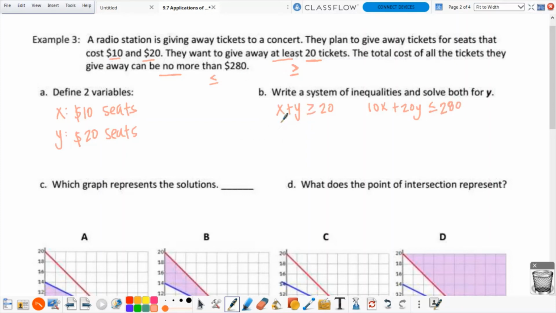So first thing we need to do on this side is just move x to the other side by subtracting. So y is greater than or equal to negative x plus 20. All right, and then we have 10x plus 20y. So to get y by itself, we're going to start by subtracting 10x. And then we need to divide by 20 as well. So negative 10 divided by 20 is going to give us negative 1/2. And 280 divided by 20 gives us positive 14.